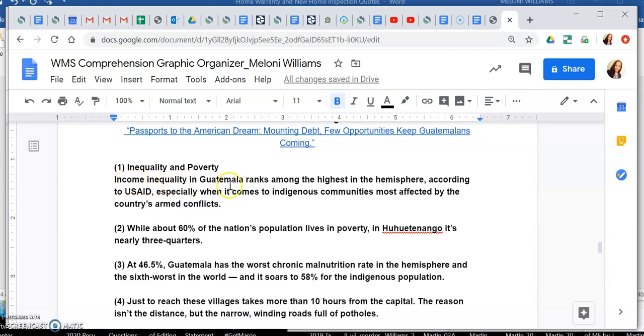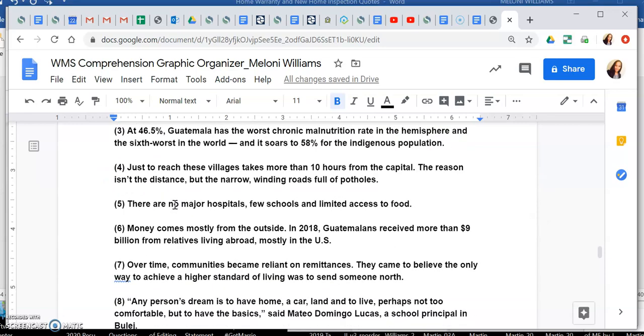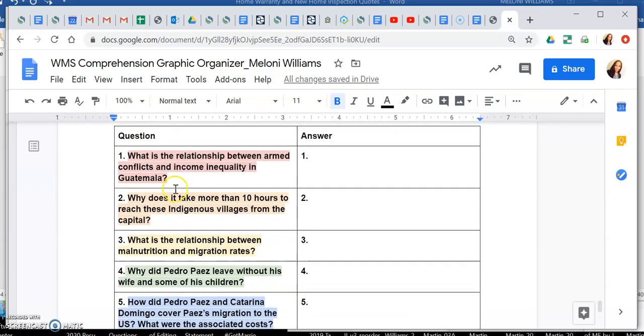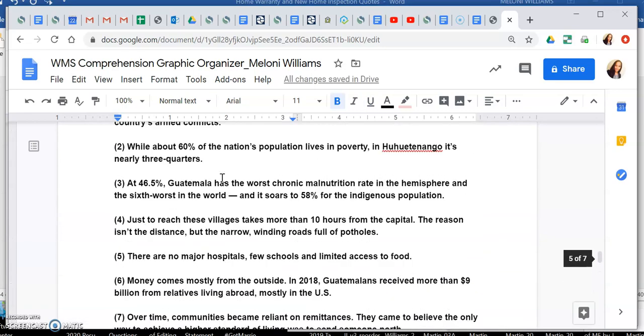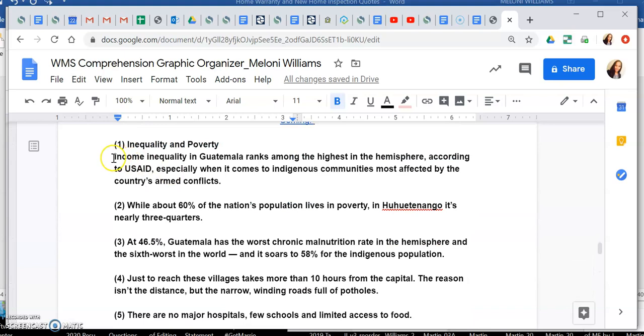It says, income inequality in Guatemala ranks among the highest in the hemisphere, according to U.S. aid, especially when it comes to indigenous communities most affected by the country's armed conflicts. So I see that where there is more armed conflicts, there's more income equality. That's what it looks like. So let me go back to my question. Yep. So conflicts, income equality. So these are my key words. I'm going to underline them because that's what led me to the answer in the passage here. Okay, and then I'm going to highlight my textual evidence for question number 1 here.